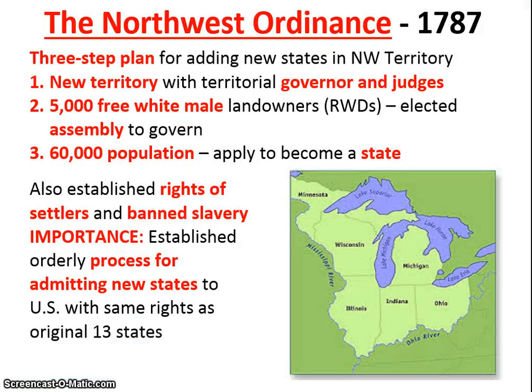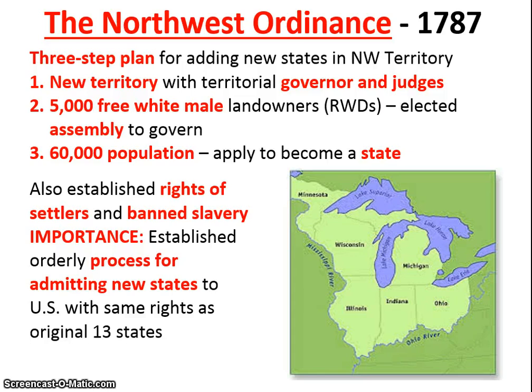And the next thing we get is the Northwest Ordinance of 1787, also dealing with the same area. And this is a 3-step plan to add new states to the Northwest Territory. So the founders are thinking ahead and realizing that we're not just going to stop with the original 13 states, that as we expand, we should also add new states. So our plan to do this is, first, a new territory is given a territorial governor and several judges.